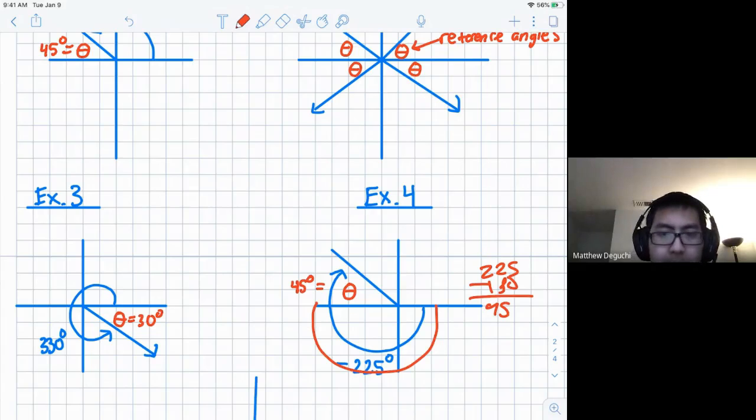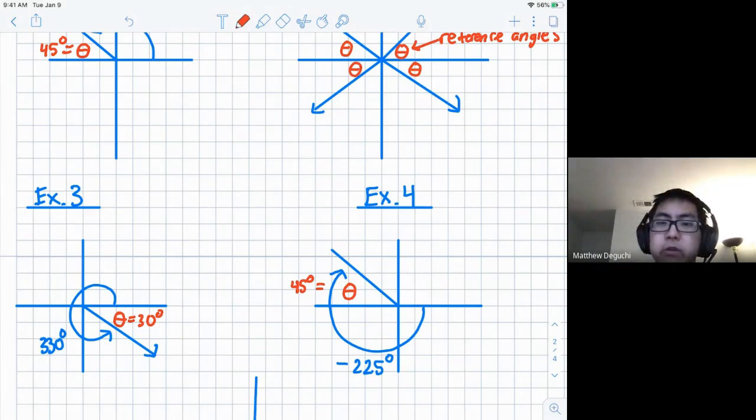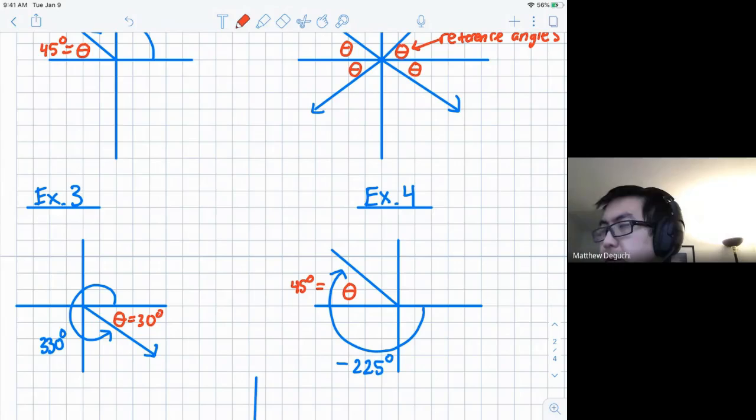Now, since it says negative 225 degrees, some of you might have written negative 45 degrees, but remember, we want our reference angles to always be positive. So that is angle measurement 45 degrees. And that's how you find your reference angles. Just remember, the reference angle is always the angle formed between the terminal side and the x-axis.